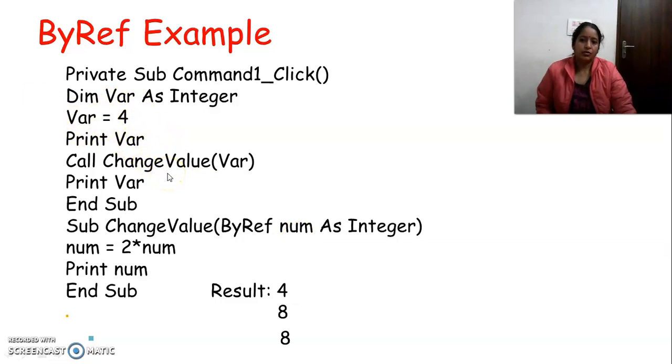After that, when we call the ChangeValue procedure, the value of var is copied to num and it gets doubled. It gives the output 8. And after the completion of the procedure ChangeValue, the memory location forgets only the num variable, not its value. So when the control is transferred back, var gets the new doubled value, that is 8. This is the difference between by value and by reference.